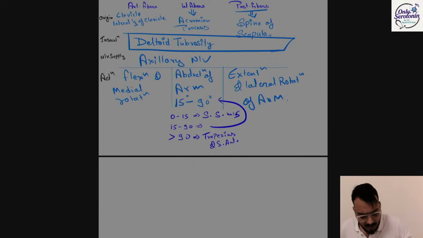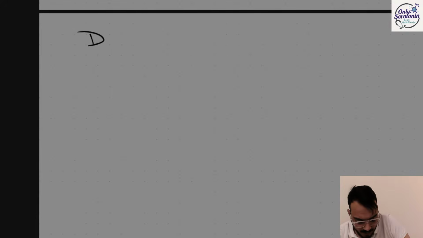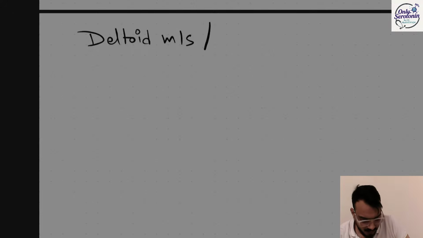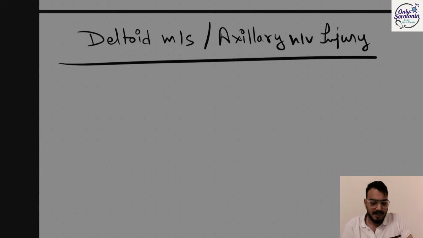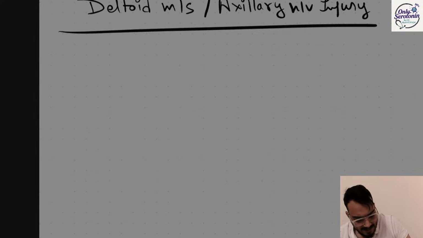What will happen if this deltoid muscle will get injury? So in exam, they will not give you directly that deltoid muscle is injured, right? Instead of that, they will write something else. So what can an examiner write about deltoid muscle or axillary nerve injury?